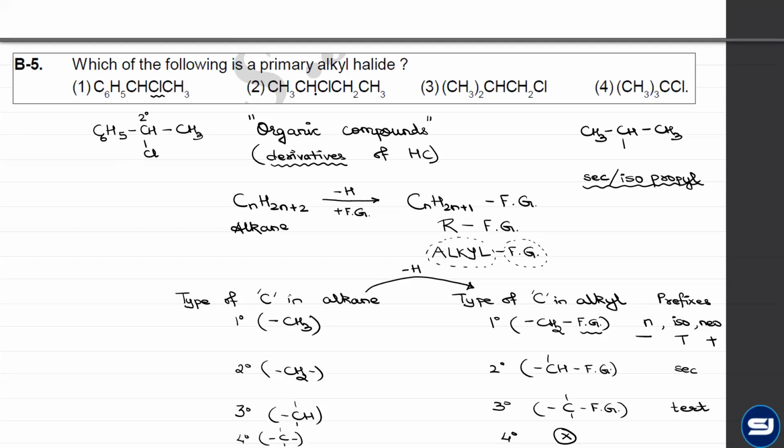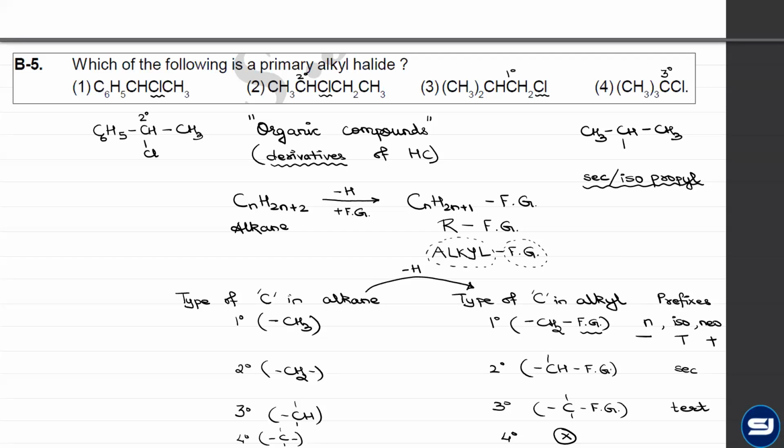Next one. Secondary. Again, Cl is a functional group bonded on CH. That is why it's secondary. Next, primary, and last, tertiary. So now it's easy to classify a given compound as primary, secondary, or tertiary. Just remember primary means CH2, secondary means CH, tertiary means C. Just hammer this into your minds.